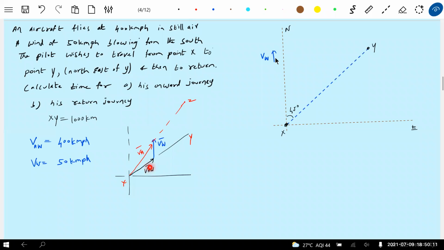I should steer the plane in such a way that the velocity of aircraft with respect to wind is somewhere in this direction. The wind will push so that the effective velocity of the aircraft, or the velocity of aircraft with respect to ground, should be along path XY. Got it? This is very important, students. Nothing wrong, you think it, then at least you correct it.